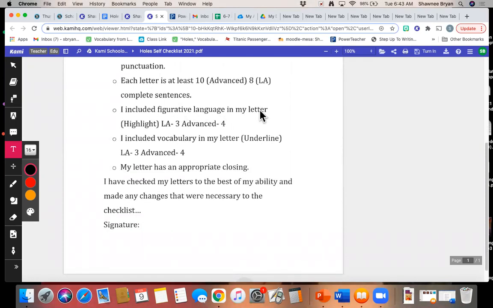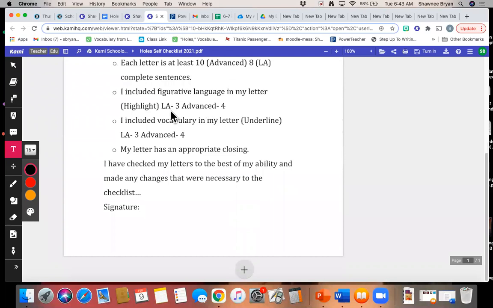Figurative language in your letter, again, if you are in my 6th hour or my 7th hour, you need 4 pieces of figurative language, and the rest of my hours need 3. Same thing with vocabulary. If you are in my 6th hour and my 7th hour, you need 4 pieces of vocabulary, and everyone else needs 3. And your letters have an appropriate closing. Says, I have checked my letters to the best of my ability and made any changes that were necessary to the checklist, and you are going to sign at the bottom.